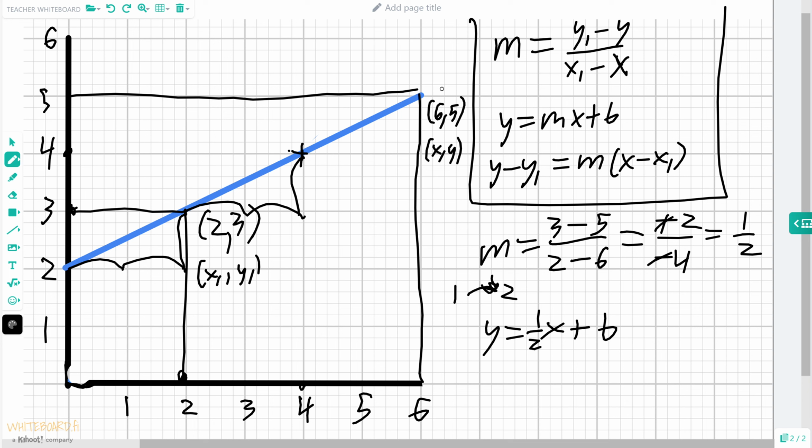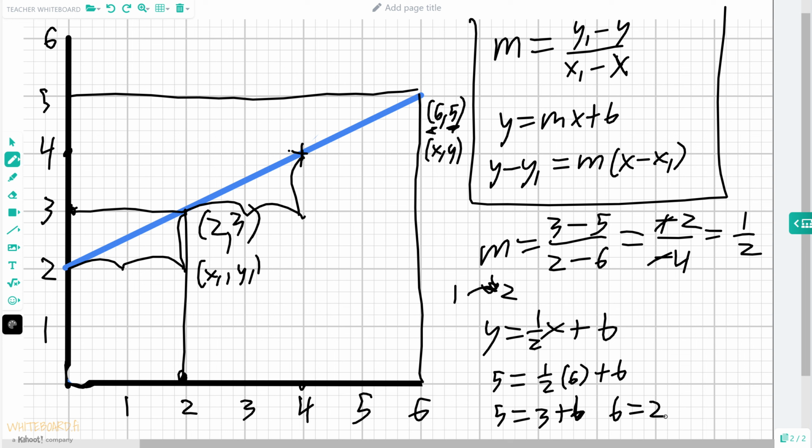It doesn't matter which. So we plug in 6, 5. So y equals 5, and x equals 6. So 5 equals 1 over 2 times 6 plus b. So 5 equals 3 plus b. So therefore b equals 2.